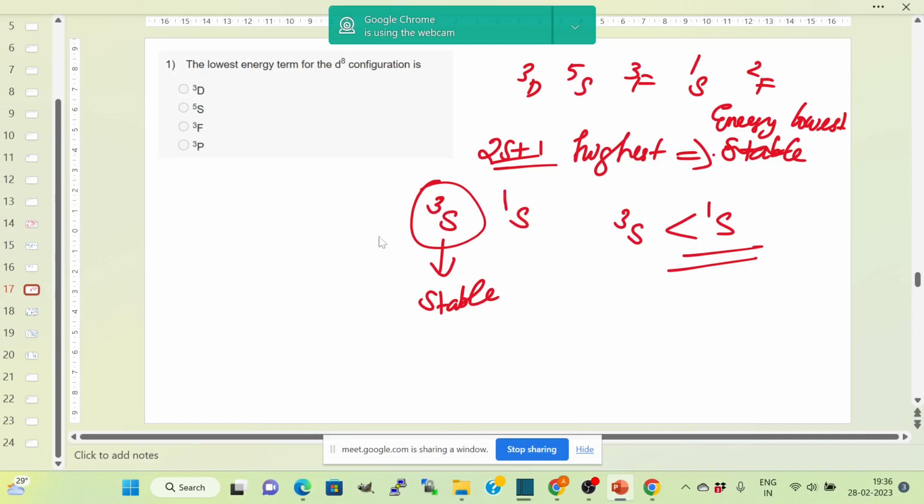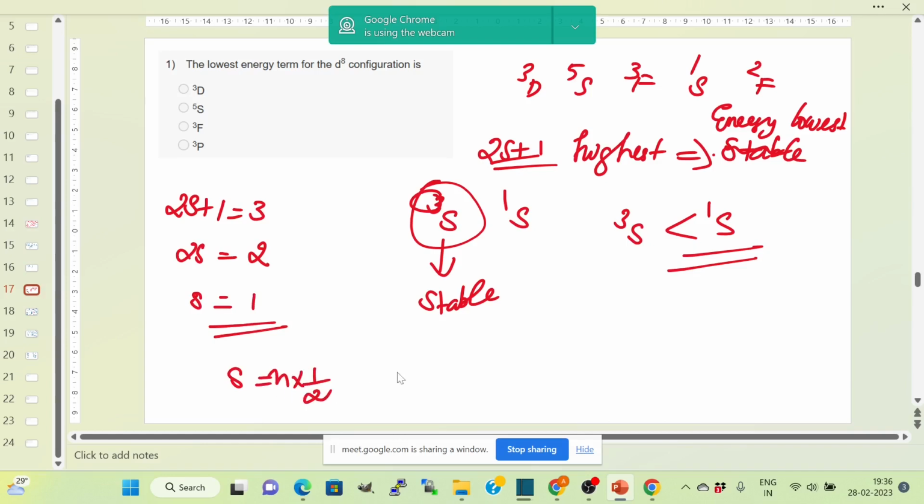No, no. So here, actually, why is this 3S coming? So 2S plus 1 is equal to 3. That is this state, right? So basically 2S plus 1 is 3, so S is equal to 1, right? And S we already know is equal to n into half. So 1 is equal to n into half, so n is basically 2. So there are two unpaired electrons, which means that three degenerate states are there.